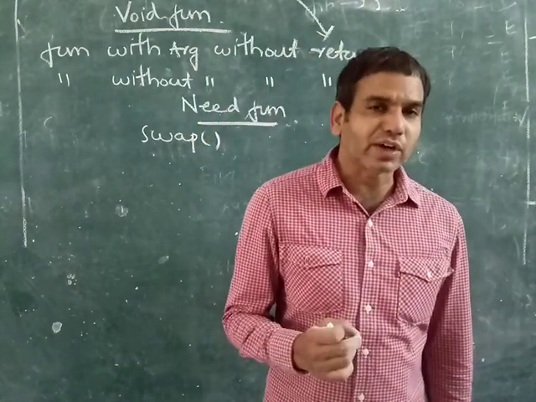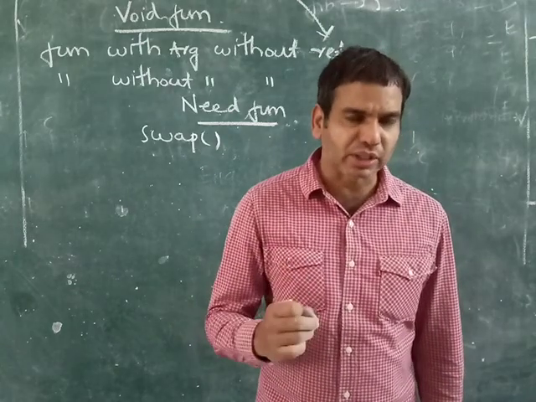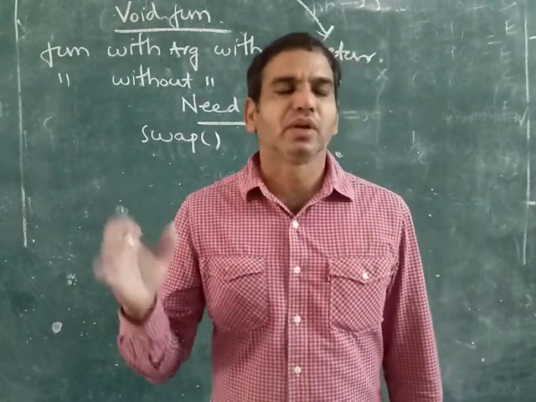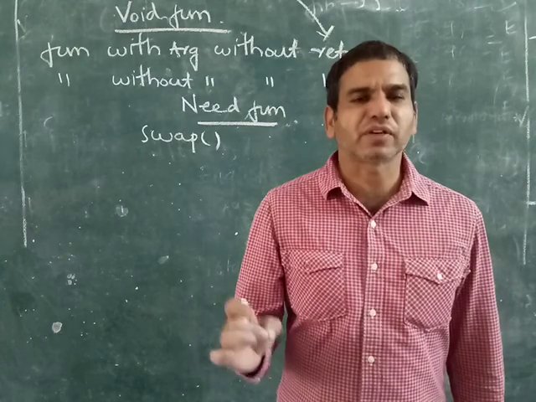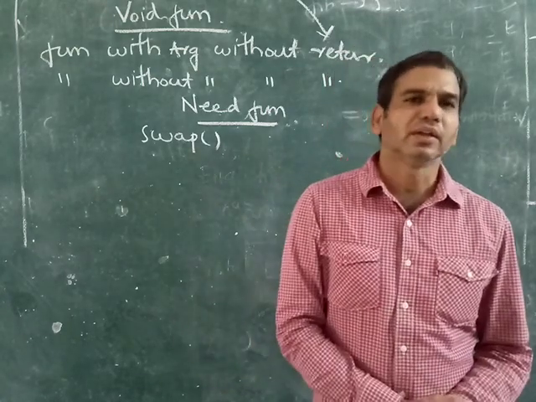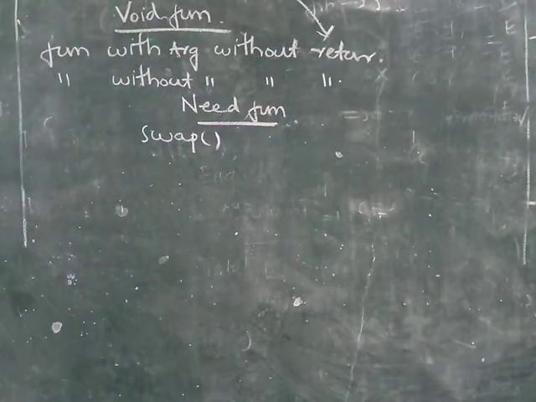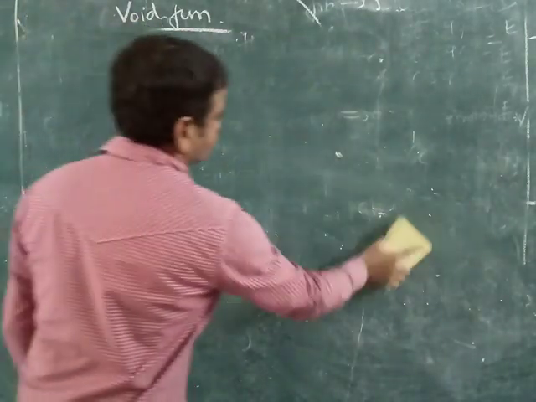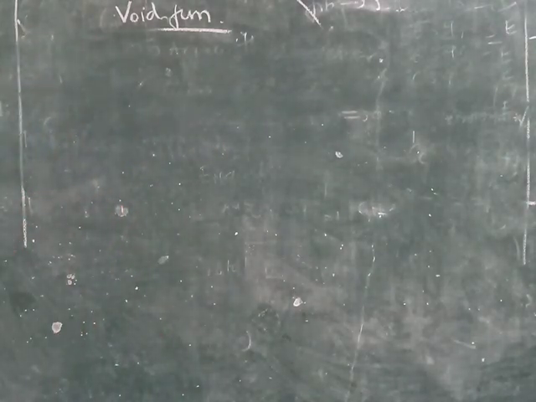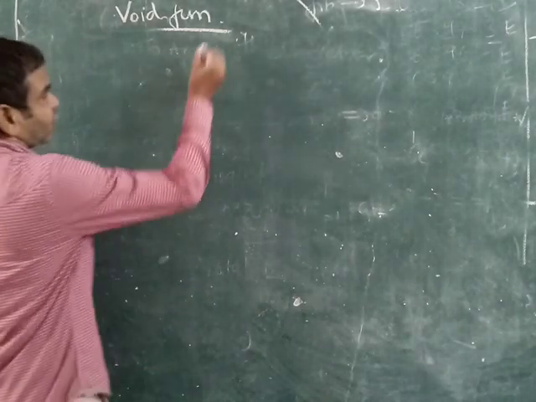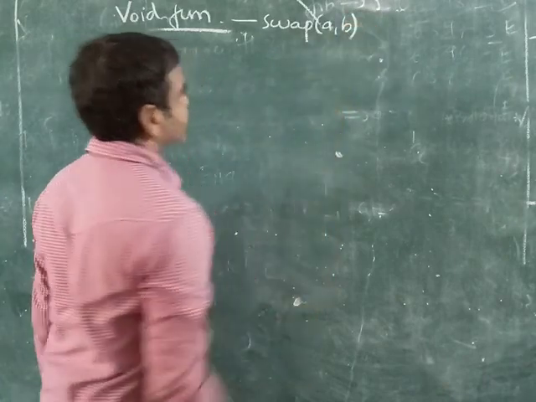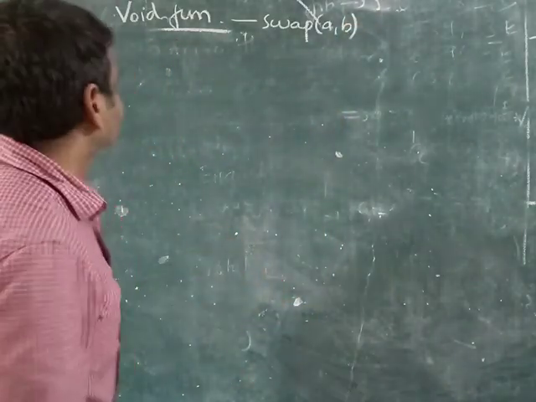So what we are doing is printing the result in the subprogram only. When we print the result in the subprogram, that subprogram is called a void function. A void function is a function which will not return any value. Okay, we will see how to use this. Here, performing swapping of two numbers using a void function, also called a function with argument without return. So we will see.